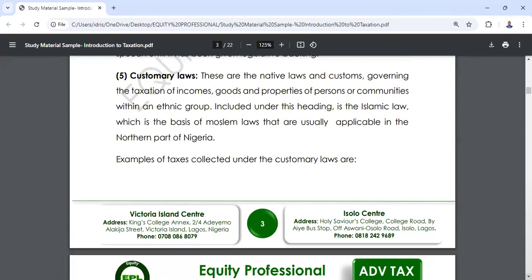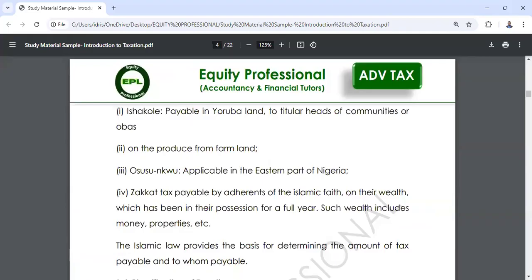Tax is old. Tax has been in existence for thousands of years. In the Bible, issues relating to tax were stated. Likewise, in the Quran too, issues relating to tax were stated. Even before the two major religions, Christianity and Islam, came to Nigeria, we had the traditional system in Nigeria too. They have been practicing tax. Likewise, in the Southwest, all the traditional leaders normally collect tax from the residents of their community. That tax collected by the traditional leader, you can remember, is called Shakole in the Southwest. In the eastern part, we have Osusu.